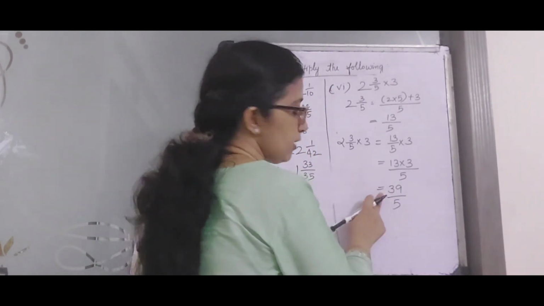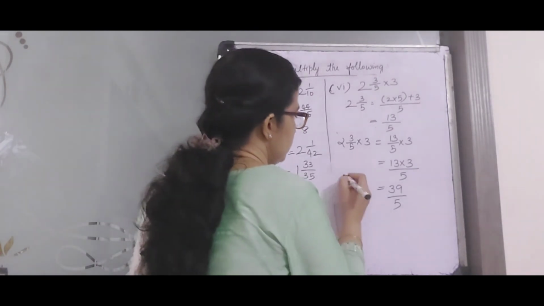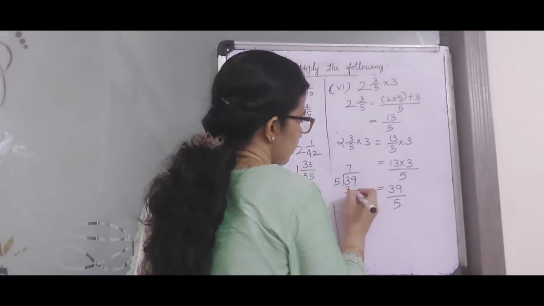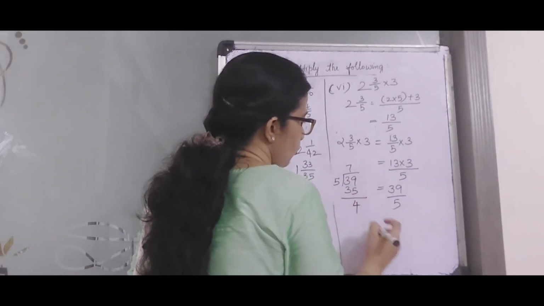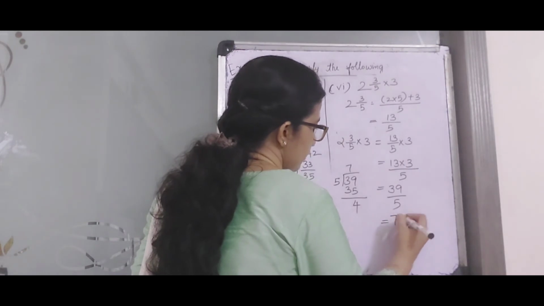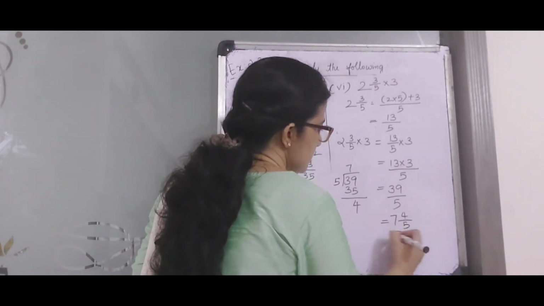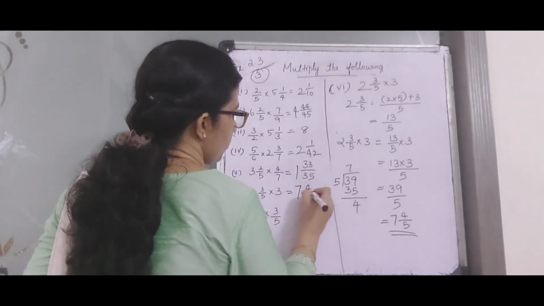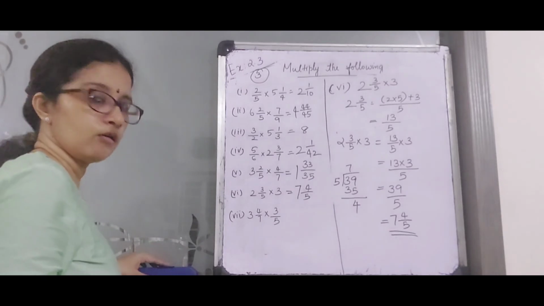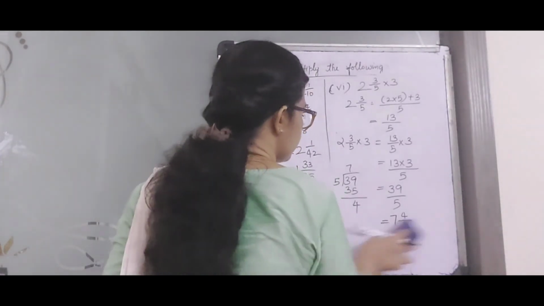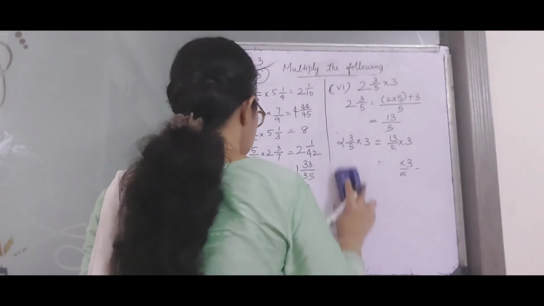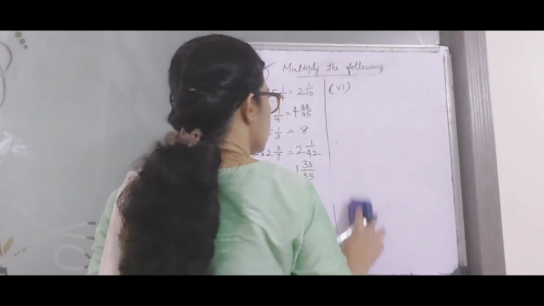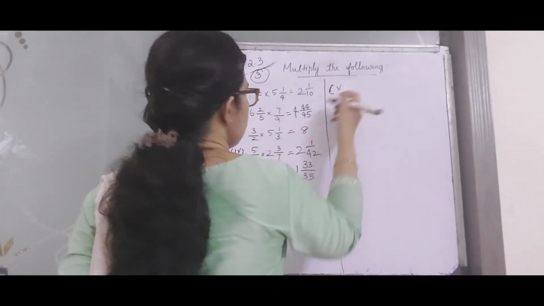Okay. Now this 39 by 5, if we convert it into a mixed fraction, 39 by 5, 7 5s are 35, balance is 4. So the answer is 7 4 by 5. Okay. So the answer for the sixth question is 7 4 by 5. Okay. Now let's go into the last question of this. Seventh question.